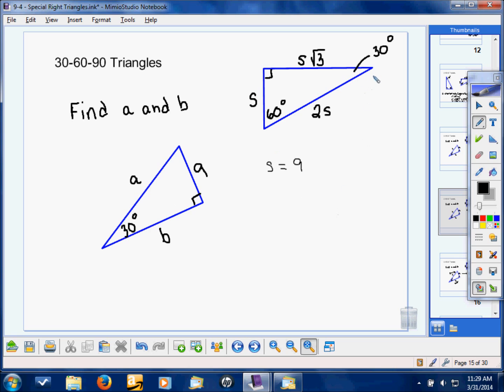Then we need to figure out the other sides. So the 2S side would be how much? It's in the A spot, right? And it's what number? 2 times 9. When you found S, you just plug in the number and then do the math. So 2 times 9, 18.